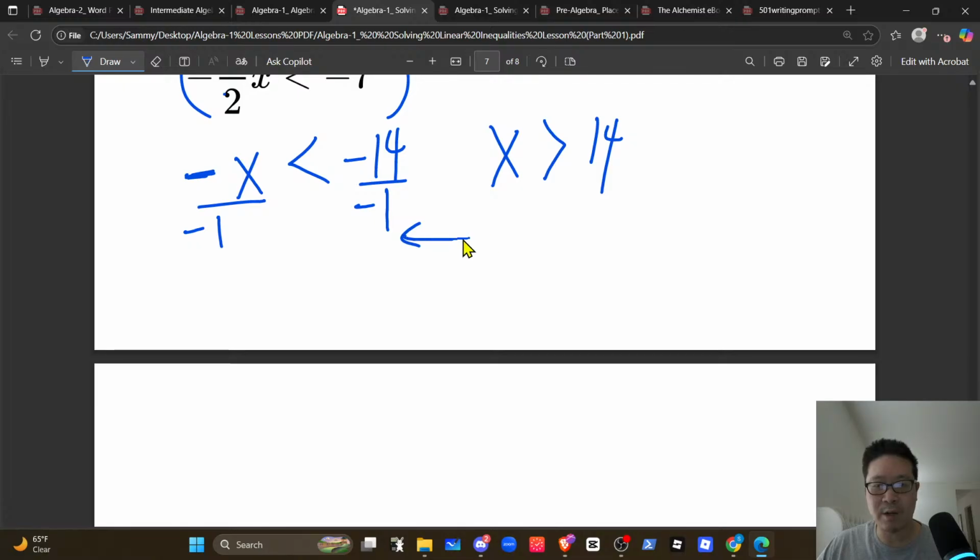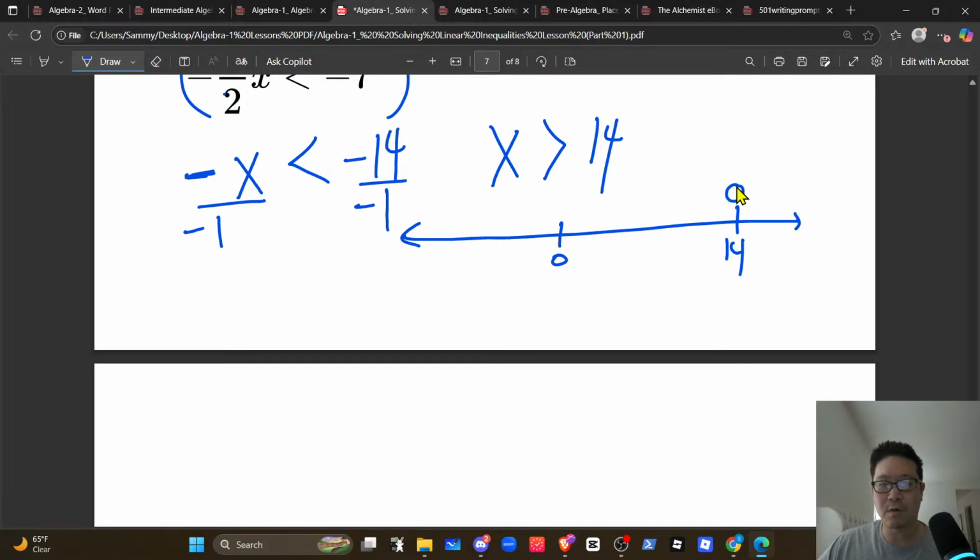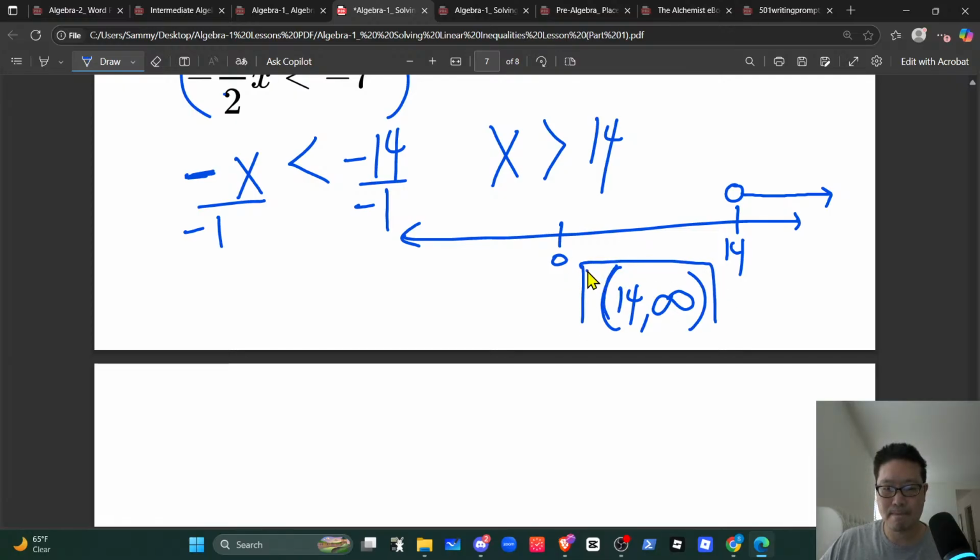And on the number line, we have 0 and 14 somewhere along here. All numbers greater than 14, and it's a strict inequality, so it would be an open circle. We're going to point it all the way to positive infinity. So in interval notation, we would start with the 14, parentheses, and it would go all the way up to positive infinity. So parentheses and parentheses. And that would be our answer. Parentheses 14 to positive infinity.